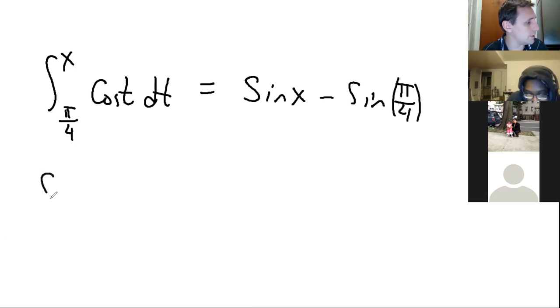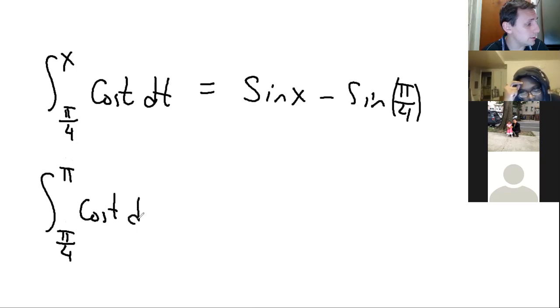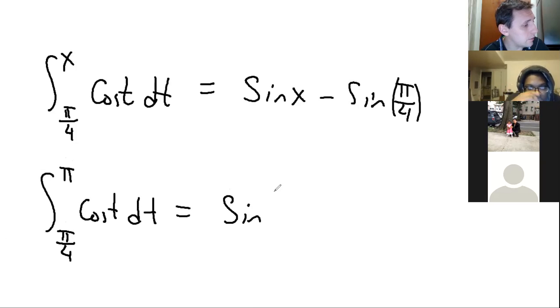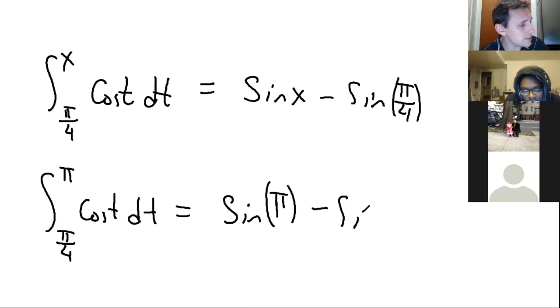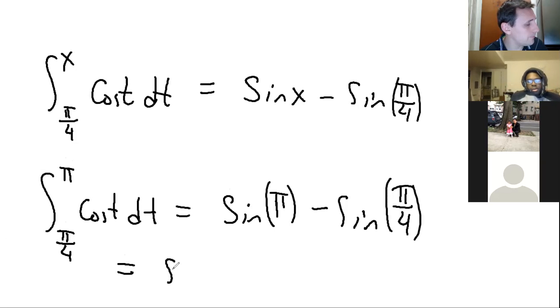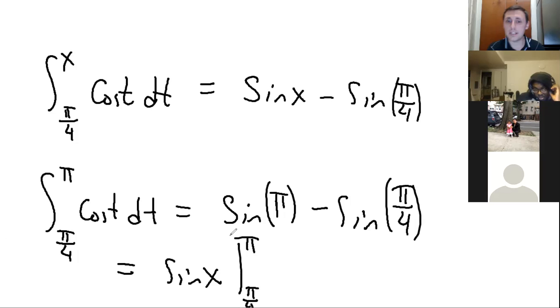And that means that the integral from pi over 4 to pi of cosine t dt is equal to sine of pi minus sine of pi over 4, which is simply sine x evaluated from pi over 4 to pi. That's the shortcut, do you see? That gives me the shortcut that I was claiming I should have.